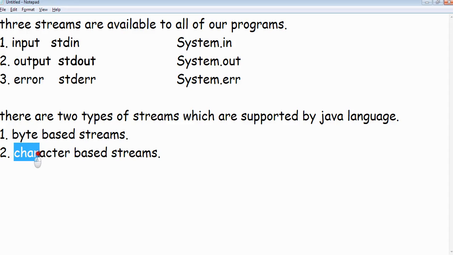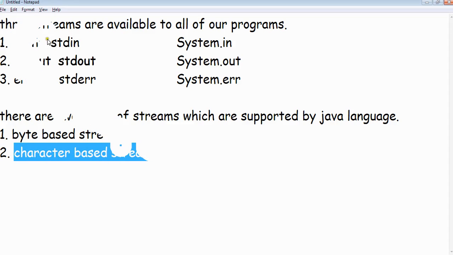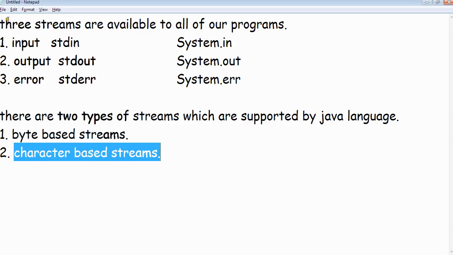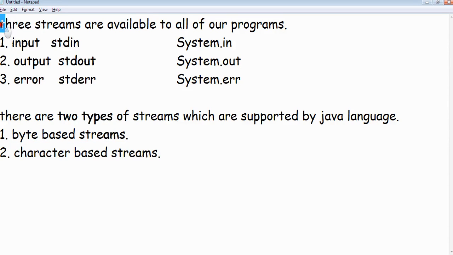Now when you are reading the file using a character-based stream, first this character T will be read. Now this T will be saved into 16 bits. Then H will be read. This will be saved into 16 bits. Then this R, then E, then this E. All of these characters will be saved into 16 bits.